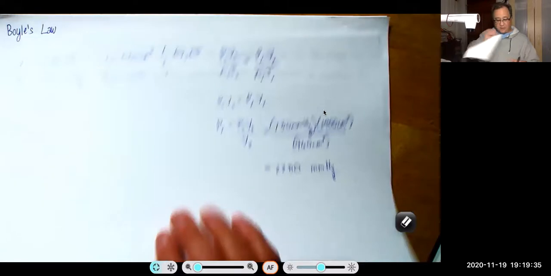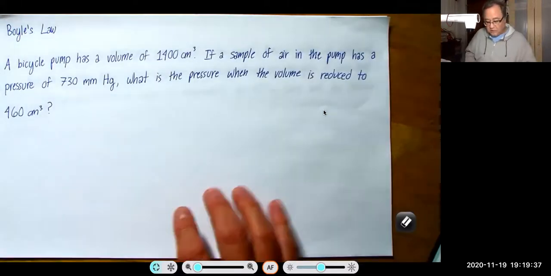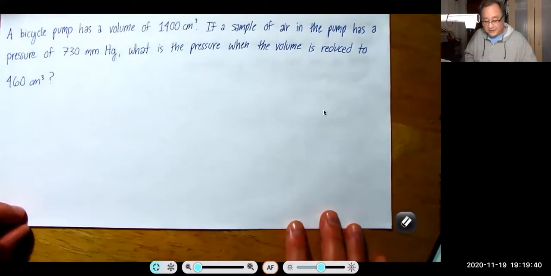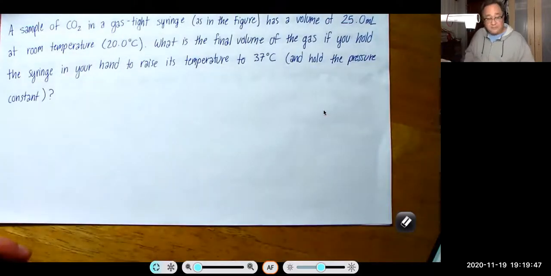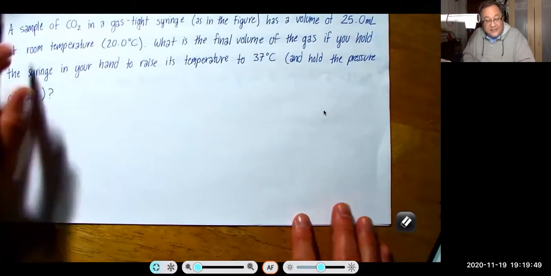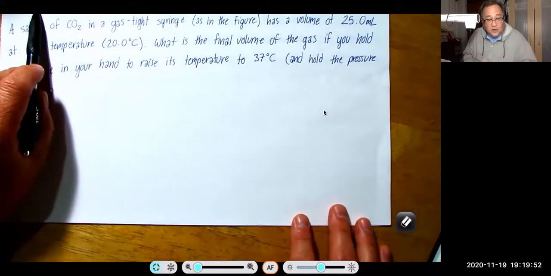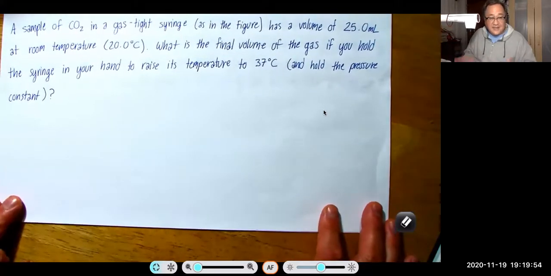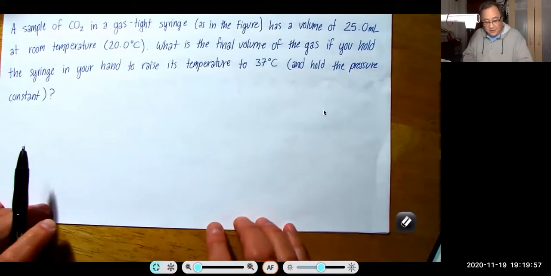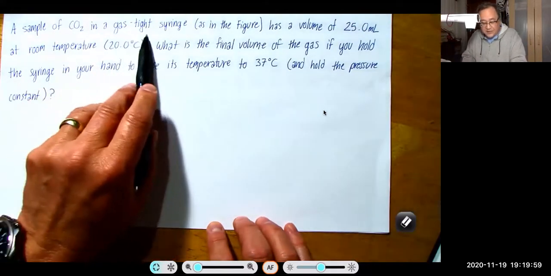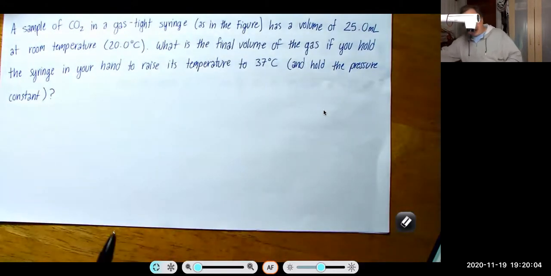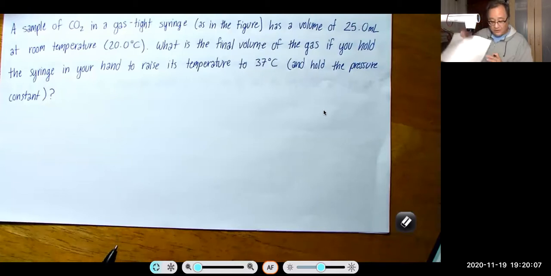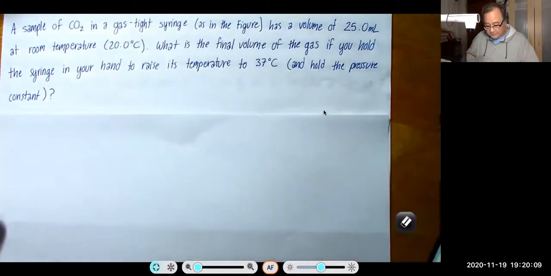Let's take a look at another problem now. So that was a Boyle's law problem. I'm going to scoot this up like this, and we'll take a look at the next problem. So here's the next problem. It says the law right here in the corner, and you can't see it, and that's on purpose. So a sample of CO2 in a gas-tight syringe, as in the figure, so, well, we better draw a figure for that, has a volume of 25.0 milliliters at room temperature.